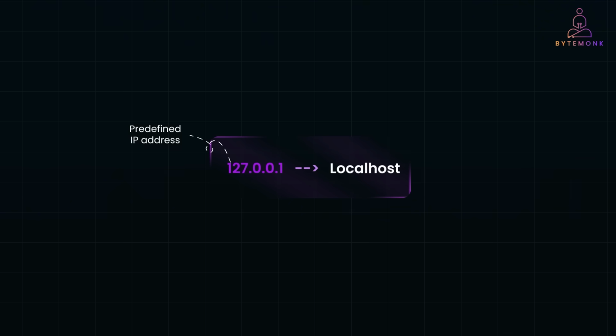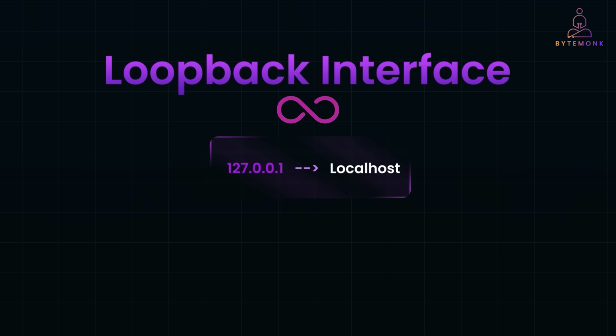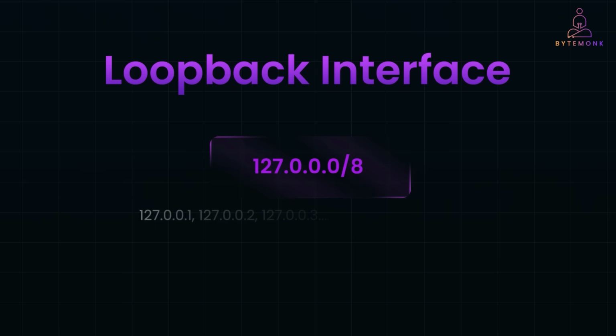On the other hand, 127.0.0.1 is already a predefined IP address that directly references the loopback interface. No lookup is required. It just works because the system understands that any request to 127.0.0.1 should never leave your machine. Now, the loopback interface is a virtual network interface that sends data right back to the same device. It's like throwing a tennis ball against a wall and it bounces right back to you. In fact, the entire 127.0.0.0/8 range is reserved for loopback. That means 127.0.0.2, .3, and even .255 all point to your machine. But in practice, 127.0.0.1 is the standard.